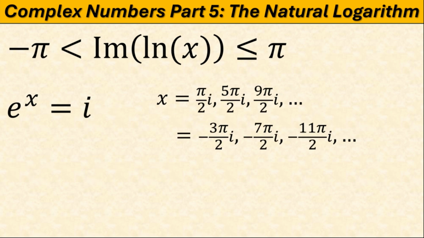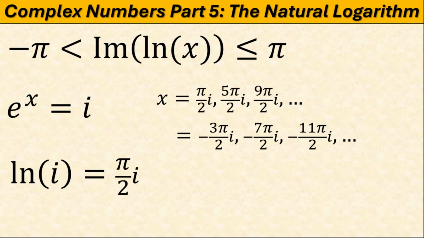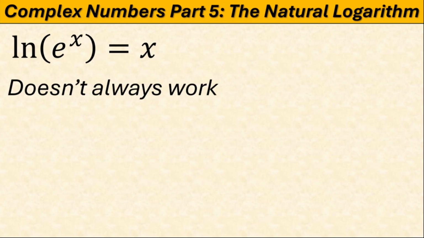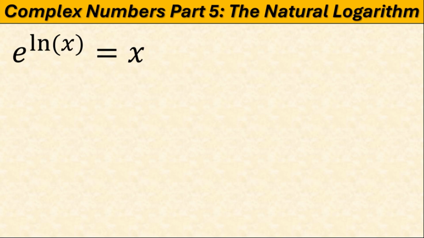Using another example, here we can see the equation e to the x equals i and the infinite amount of solutions for x. Despite all these solutions, though, the exact natural logarithm of i is pi over 2 i, because that is the only solution where the imaginary part falls between the correct range. The next topic I'm going to get into is this property of natural logarithms that is commonly cited. However, this doesn't always work for all values on the complex number plane, and allow me to explain why.